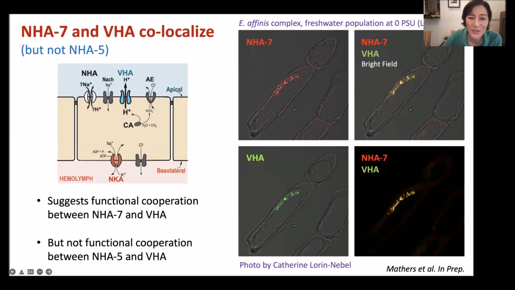Sorry, my cursor keeps on disappearing. So if we look at the paralogs of the sodium hydrogen antiporter, paralog number 7 here is expressed in the legs where they osmoregulate, and it's expressed on the same membrane and in the same cells as V-type ATPase, the proton pump, suggesting that these two cooperate in the osmoregulatory tissues. But there is no expression of the other paralogs, such as NHA5, suggesting that this particular trait and property is unique to this particular paralog.